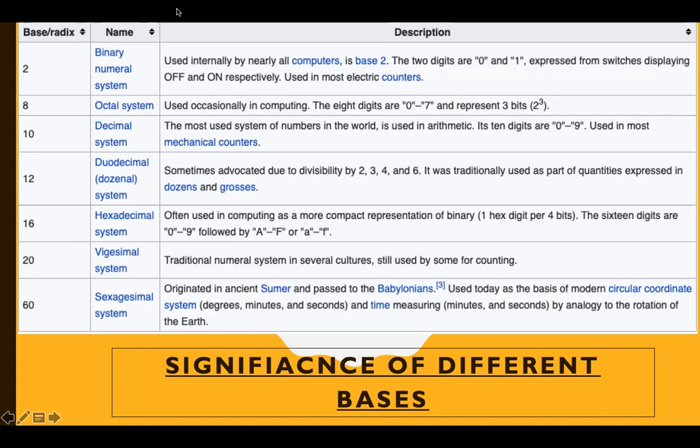Then there is the sexagesimal system, which is base 60. This was originally used in the Babylonian civilizations. Today it is used in circular coordinate system calculations, like time measuring and degrees, minutes, and seconds, an analogy to the rotation of the Earth.